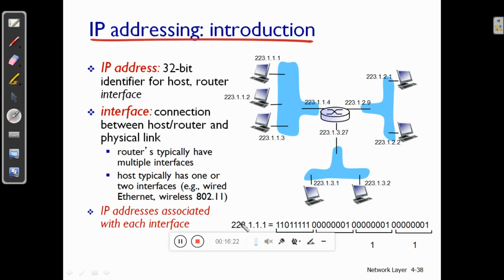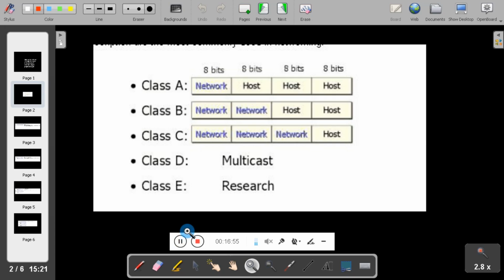The same IP address you can represent in binary format. Each number here is represented by an 8-bit number. Here 223 is represented in binary like this, 1 is represented like this, and so on. So this is a 32-bit binary number. Every interface of the router is typically identified by one IP address. That means an IP address is associated with each interface. So students, as I said, an IP address is a 32-bit address, represented in dotted decimal.